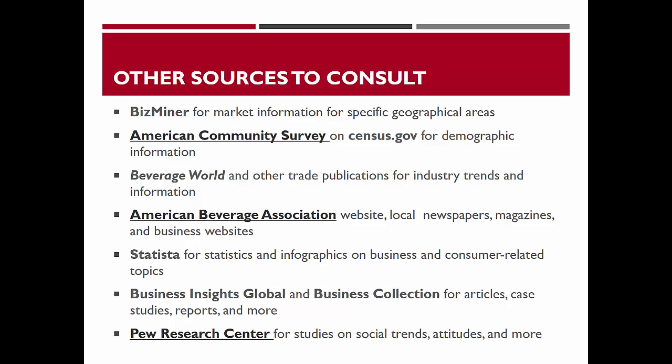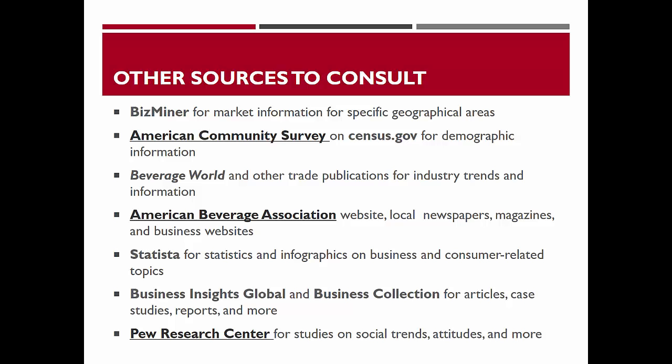So sometimes you may want to go directly to the American Community Survey yourself and find that information. For our specific juice company idea, we would want to look at trade publications such as Beverage World to look for information about industry trends and other types of information. If you're in a different industry, you're going to want to find out what are those trade publications and associations for that industry, and you're going to want to look at those.